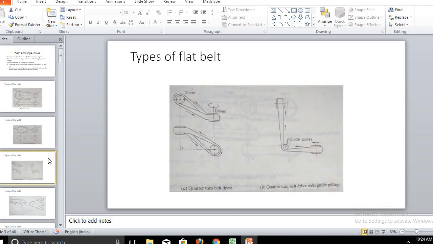Now another arrangement is called a quarter turn belt drive. In this quarter turn belt drive, these two shafts are joined when they are at right angles to each other. This shaft axis is on the outward side, perpendicular to this paper plane, and this shaft has an axis which is vertical. So the axes of both the driver and driven shafts are perpendicular to each other, and these two shafts are joined by means of this flat belt. Such an arrangement is called a quarter turn belt drive.